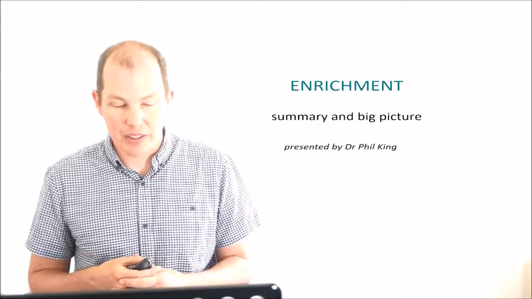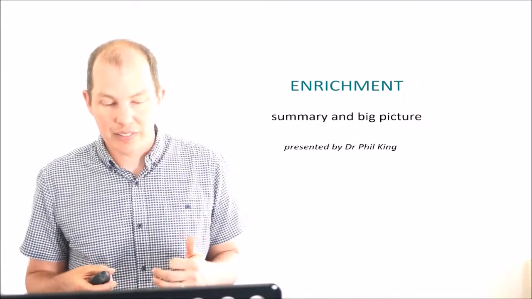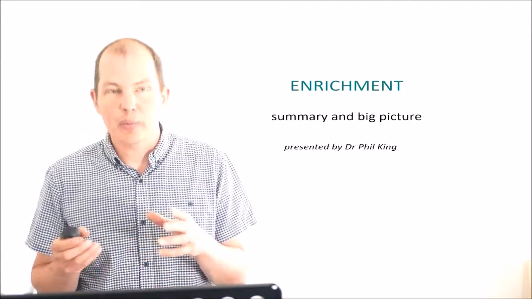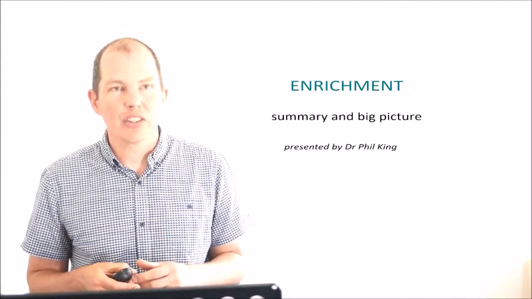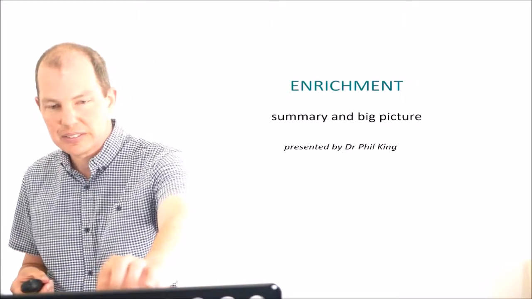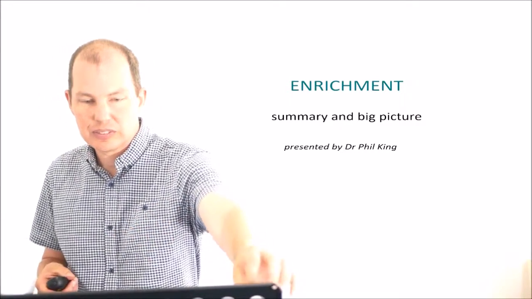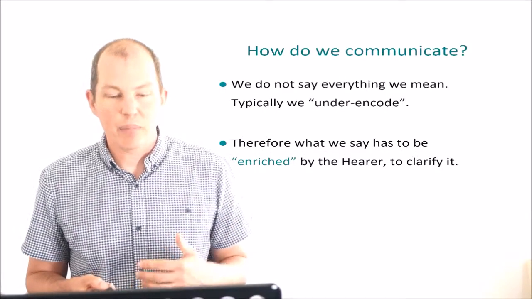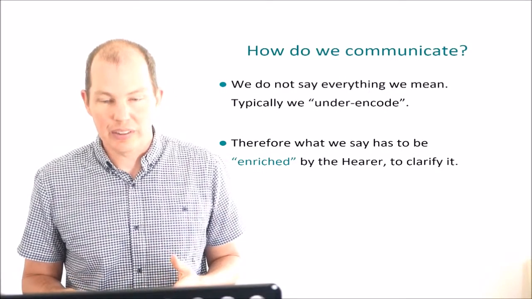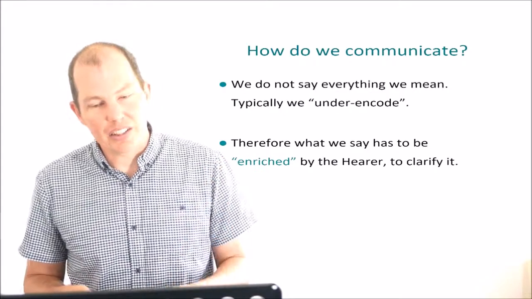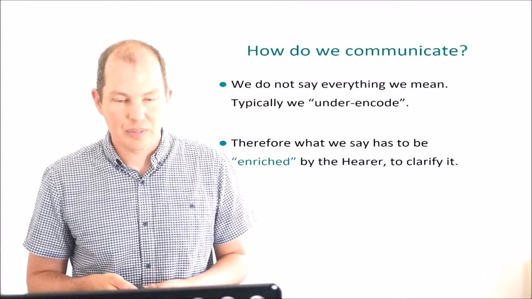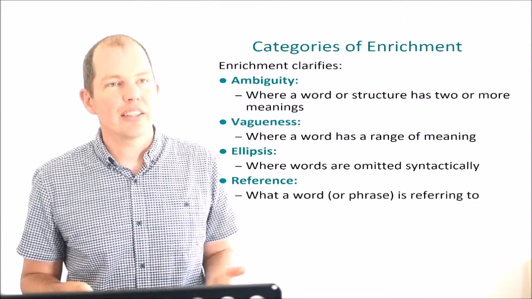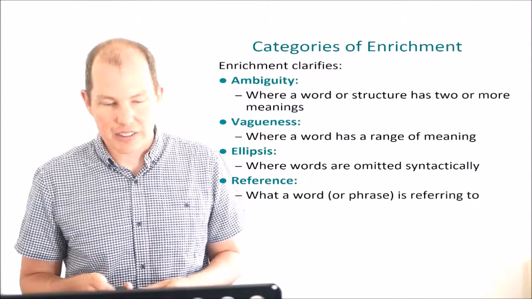In this final video on enrichment, we will summarise what we've said so far and see where it fits into the big picture of utterance interpretation, how we go about completely working out what someone is trying to communicate to us. Recall what we said so far. Typically, we do not say everything we mean. Rather, we under-encode, and we have to leave it to the hearers to enrich what we have said. We've also talked about 4 categories of enrichment: ambiguity, vagueness, ellipsis, and reference.